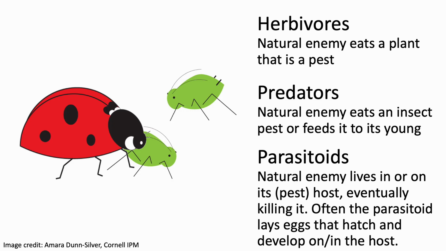Parasitoids are natural enemies that live in or on pests, which serve as hosts for the natural enemy. Eventually, the parasitoid kills the host. Often parasitoids lay their eggs on a pest, and the young parasitoids start eating the pest after they hatch.